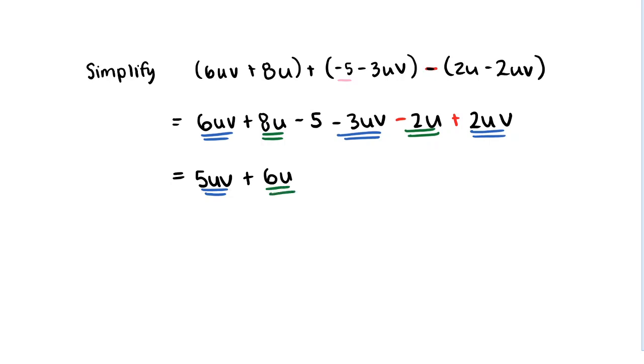And then lastly, we have this minus 5 that doesn't have any like terms. That's okay. And so it's just left as is. So 5uv plus 6u minus 5. That's the final result, the most simplified form of this expression we were given.